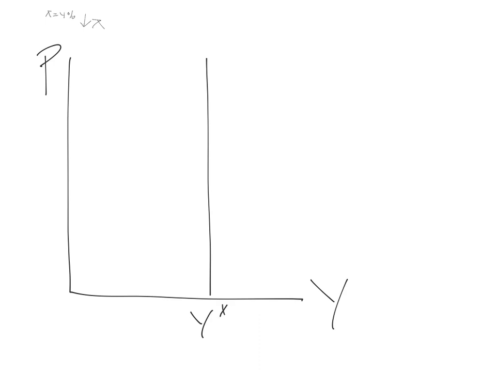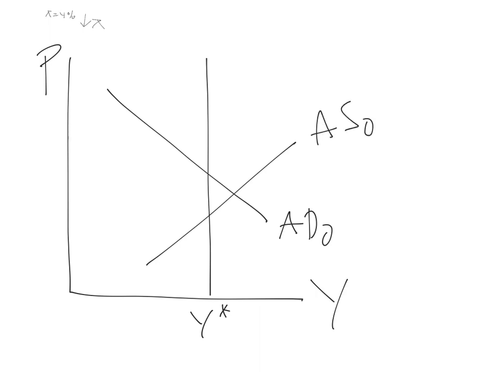So you've got your Y star, your aggregate demand, your aggregate supply. The economy is at Y0. Y0 means the economy is doing better than normal. And the price level is P0. And P0 is too high a price level for the comfort of the Reserve Bank of Australia. So the Reserve Bank of Australia wants to reduce inflation.